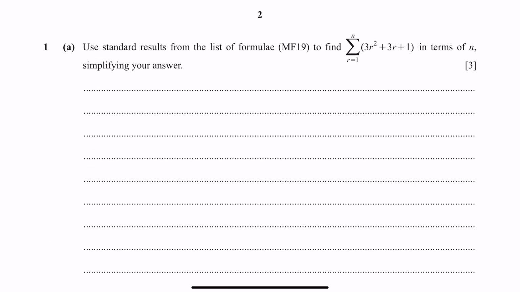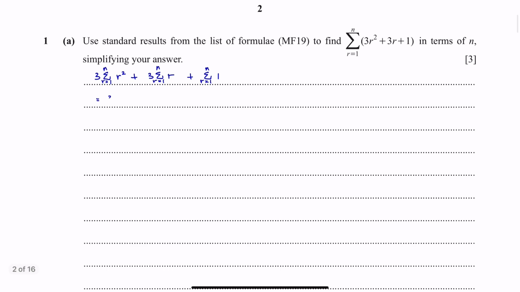First question. By using the standard results from the list, we need to find the sum of 3r squared plus 3r plus 1 in terms of n. So let's write it down. We can actually separate the coefficient of r squared and r out. We can separate it into this form since it's just the summation. The answer will be the same.